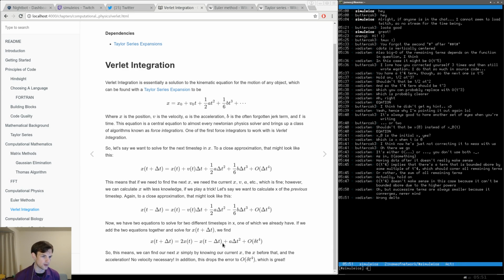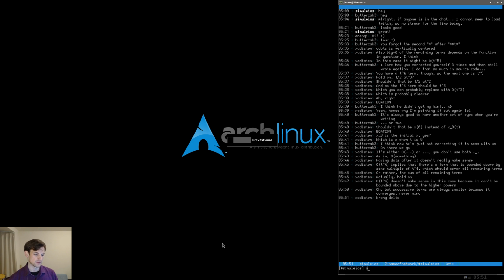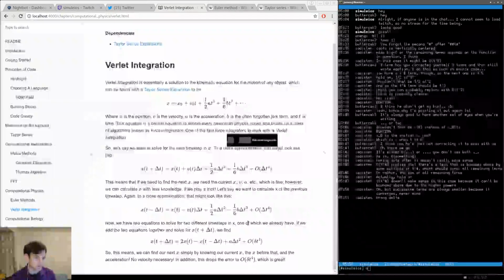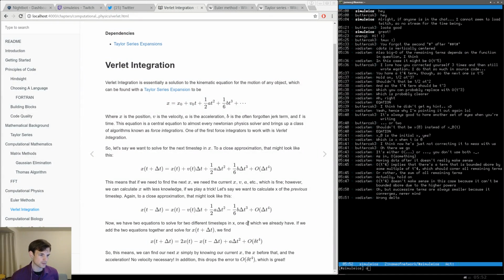Let's see, where are we? This equation is a central equation to almost every Newtonian physics solver. And let's go down here and let's change that to a capital N, because Newton's a dude. There we go. Newtonian physics solver, and brings up a class of algorithms known as force integrators. One of the first force integrators to work with is Verlet integration. Also, I think it should be O of t plus delta t to the fourth, which resolves to O of t to the fourth.